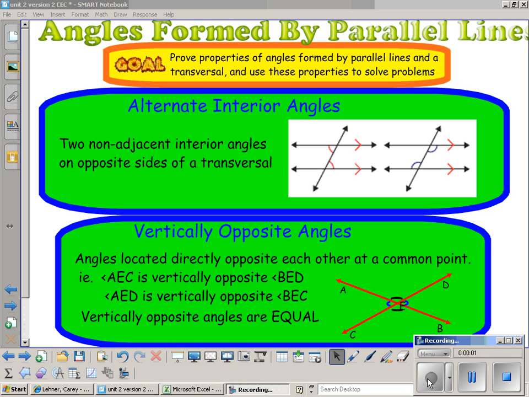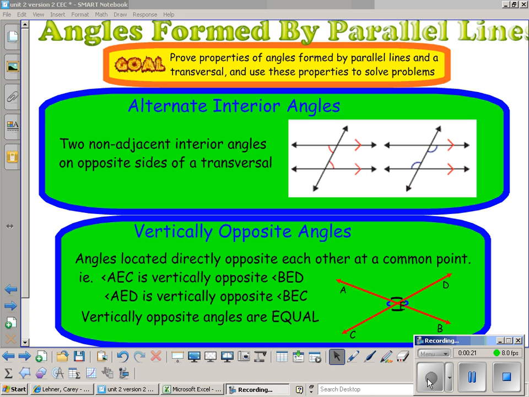In this lesson, we are going to look at angles that are formed by parallel lines. Our goal is to prove properties of angles formed by parallel lines and a transversal and use these properties to solve problems. So another type of angles that we have are called alternate interior angles.